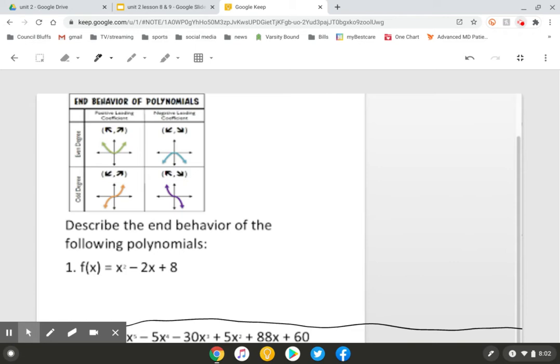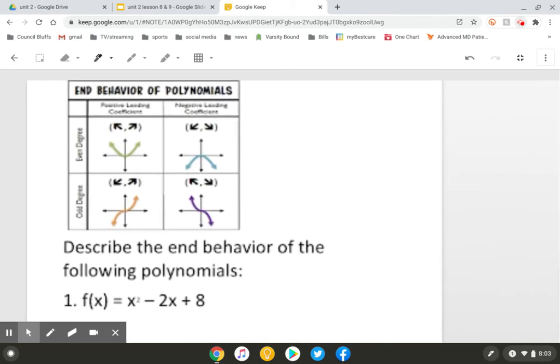So does y increase or decrease? In other words, does the graph go up or down as x gets really, really large or really, really small? So of course, we could figure out the end behavior by just graphing it on Desmos. But what we wanted to be able to do is to learn about how to do that without actually graphing. And that is the purpose of this chart here.